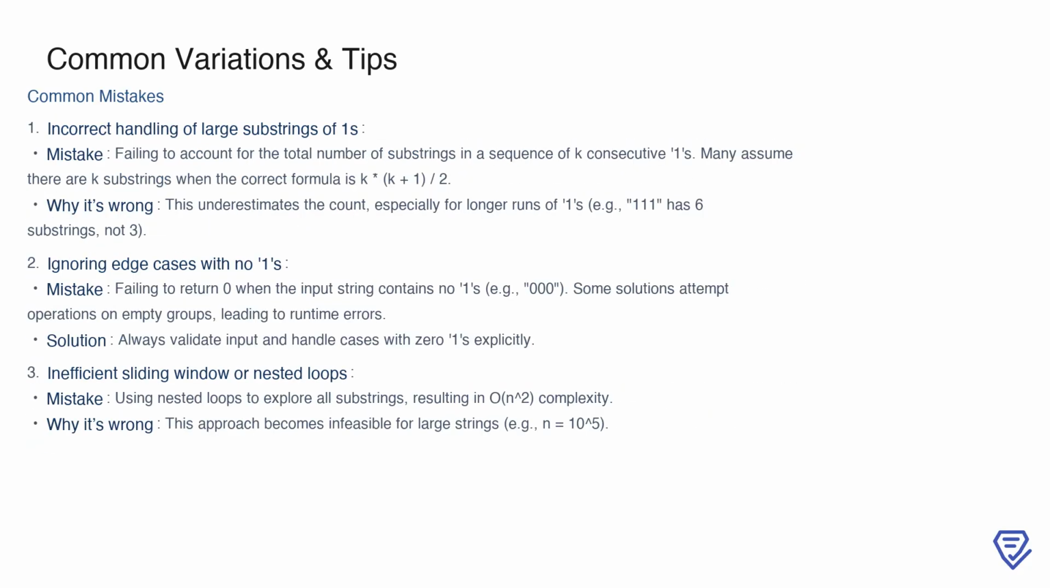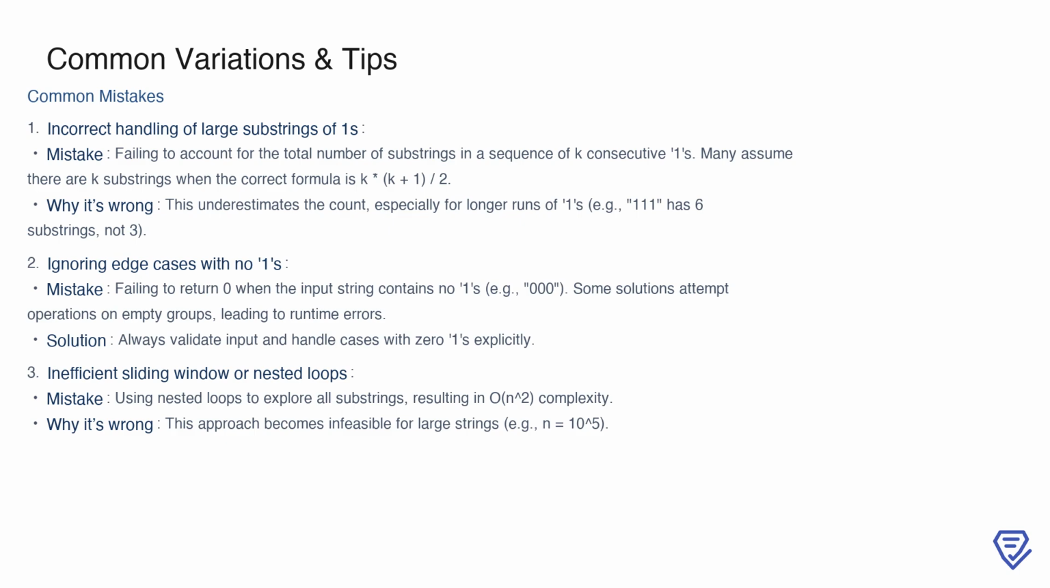When solving this problem, one common mistake is mishandling large substrings of ones. Many assume that a sequence of k consecutive ones has only k substrings, but the correct count is given by the formula k times (k plus 1) divided by 2. For example, a sequence like 111 actually contains 6 substrings, not 3. Forgetting this formula can lead to underestimating the total count, especially for longer sequences.